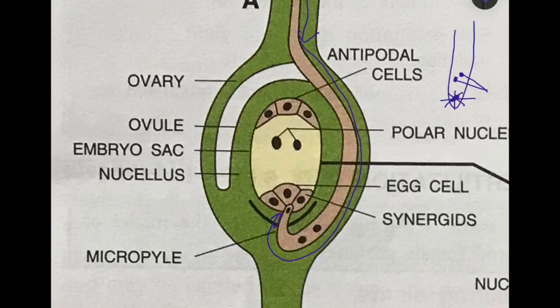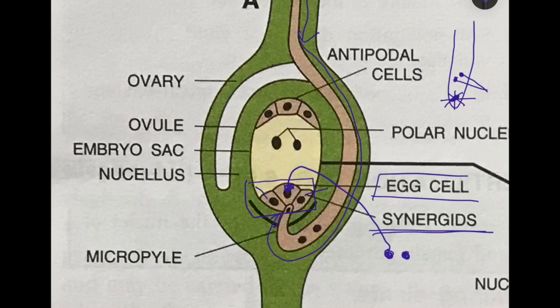So the pollen tube enters one of the synergids. If you remember, at the micropylar end, there were 3 cells. On either side were the synergids, and at the center is the egg cell. So the pollen tube enters one of the synergids and releases the 2 male gametes there. One of the male gametes will go and fuse with the egg cell at the center, forming a zygote.